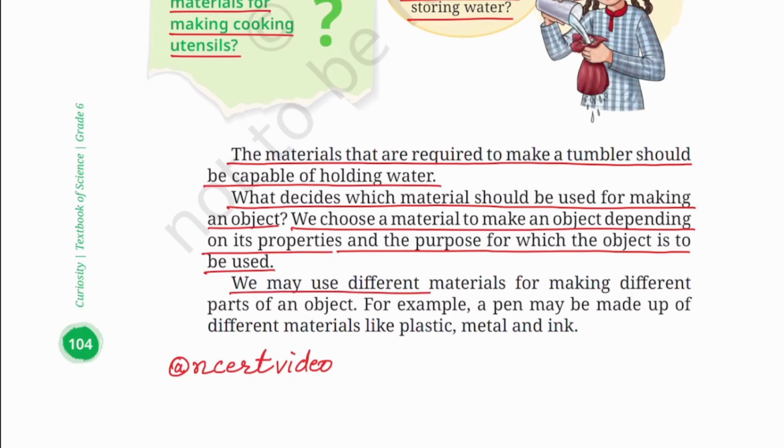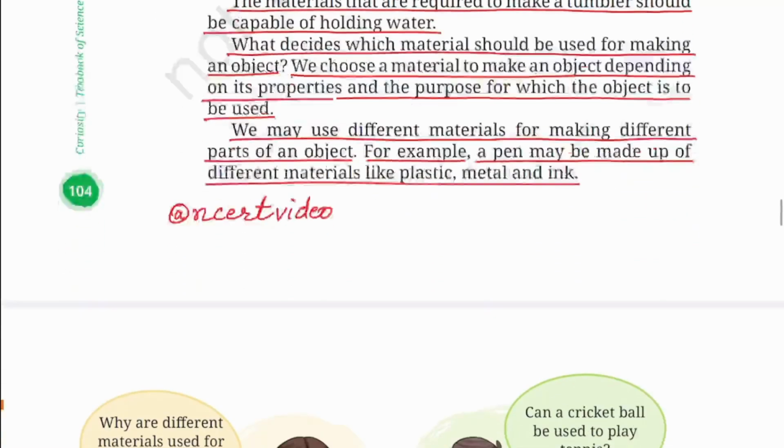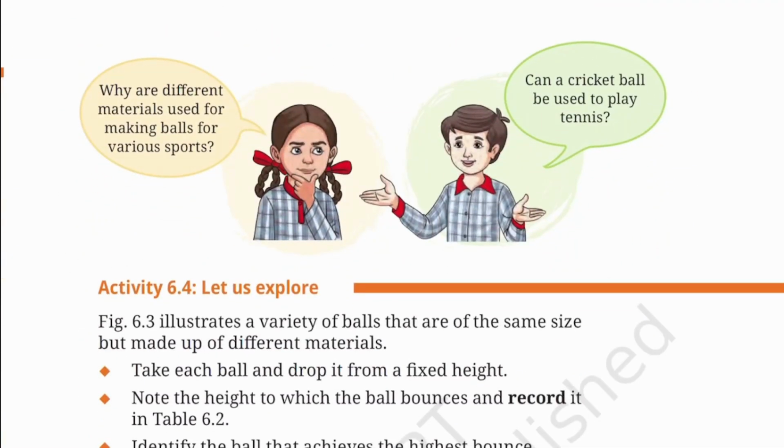We may use different materials for making different parts of an object. For example, a pen may be made up of different materials like plastic, metal and ink. Seeth asks, why are different materials used for making balls for various sports? Gulan asks, can a cricket ball be used to play tennis?